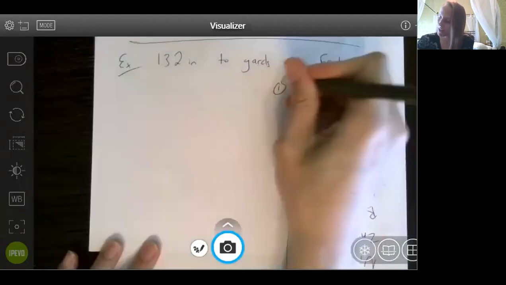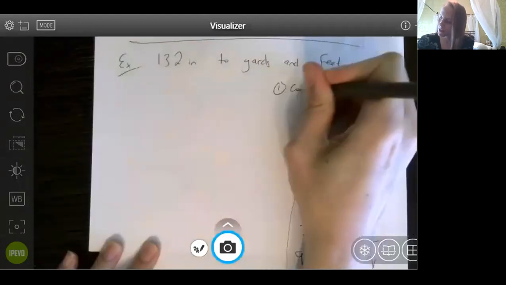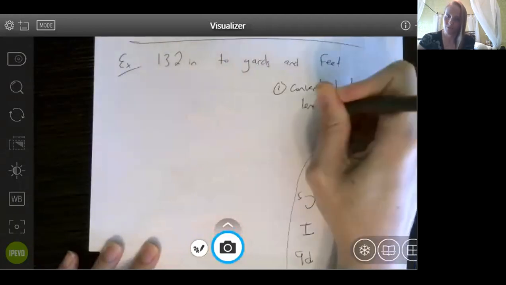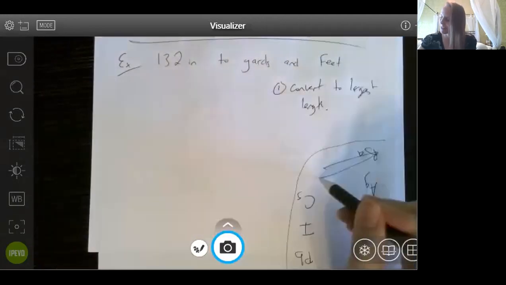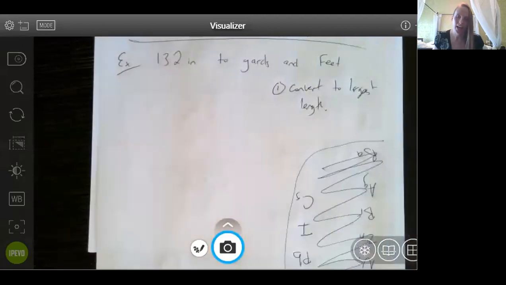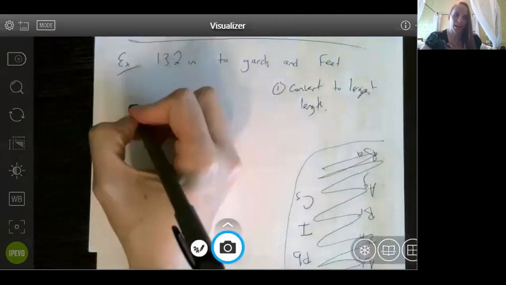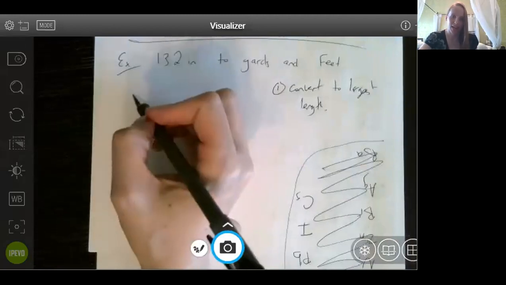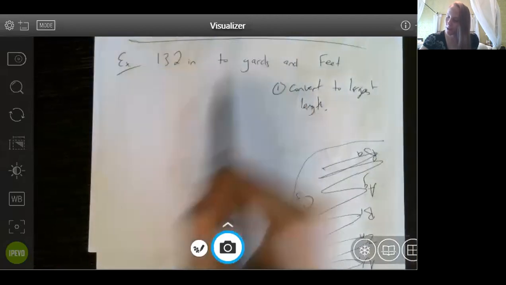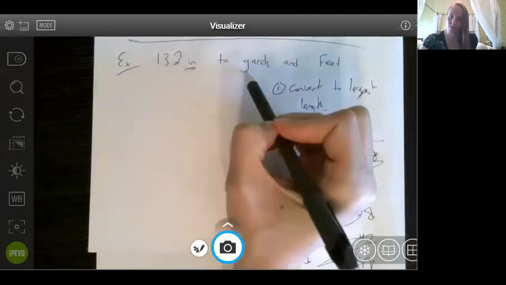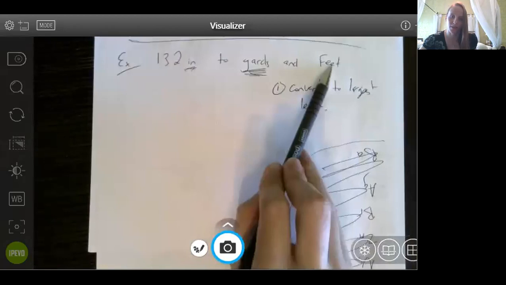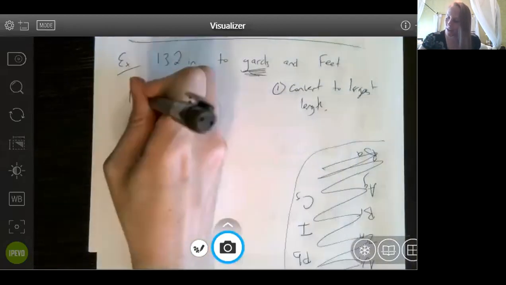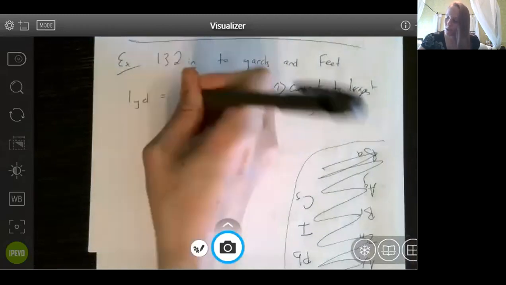So step 1, convert to largest length. Also ignore this down here. That was for another class. So I am, of course, going to do this as a proportion because that is the one that makes sense in my head. Because I am going from inches to yards, which is the largest of these units, I'm just going to look at my formula sheet and I see that 1 yard is equal to 36 inches.